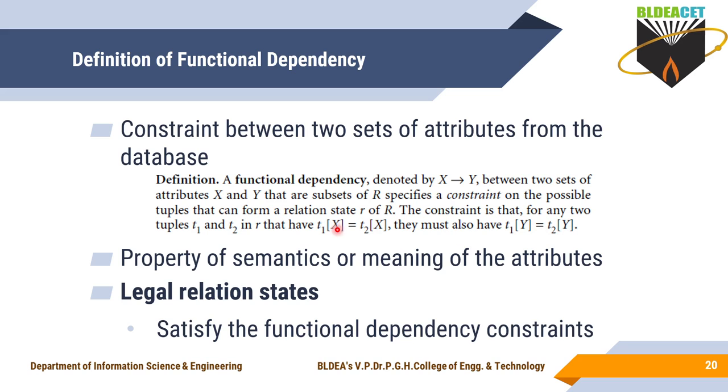It's very simple. In two tuples, if the X attribute values are the same, then the Y values must compulsorily be the same. If that holds, then you call it: X determines Y, or Y is functionally dependent on X. For example, I'll take one example here.